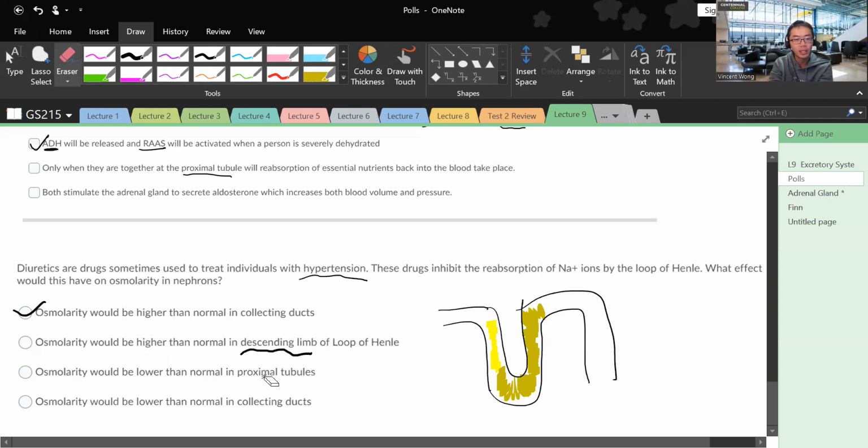Osmolarity would be lower than normal in the proximal tubule. Again, it doesn't matter because the proximal tubule is all the way over here before any of these, before the loop of Henle. So if the drug targets the loop of Henle, it will have no effect in the proximal tubule. Osmolarity is lower than normal in the collecting duct. Well, this is the opposite of the first one. So if the first one is correct, this one is not correct.